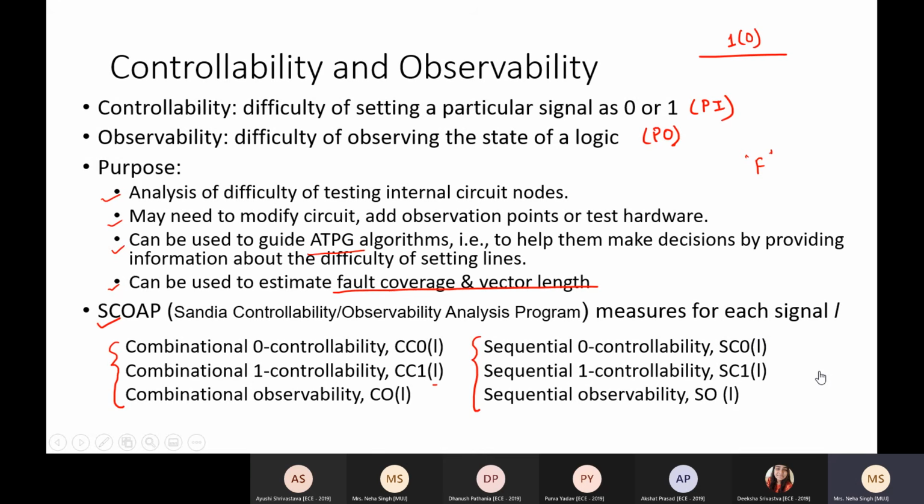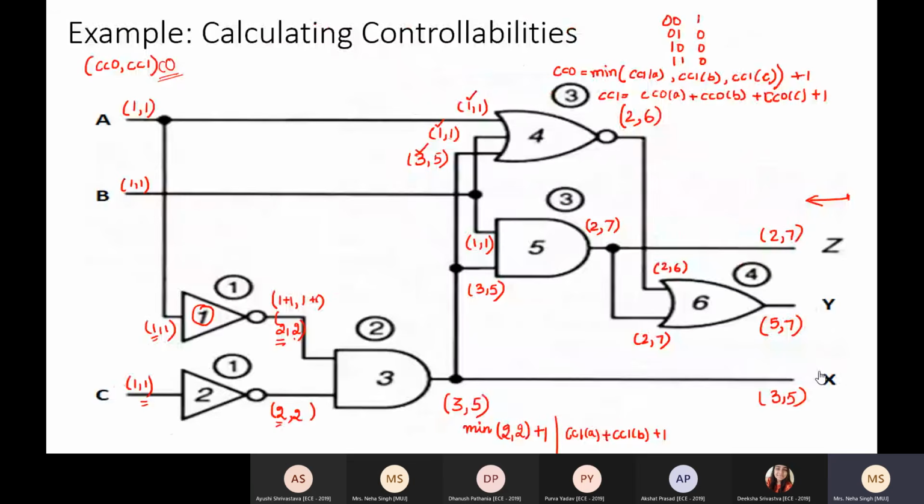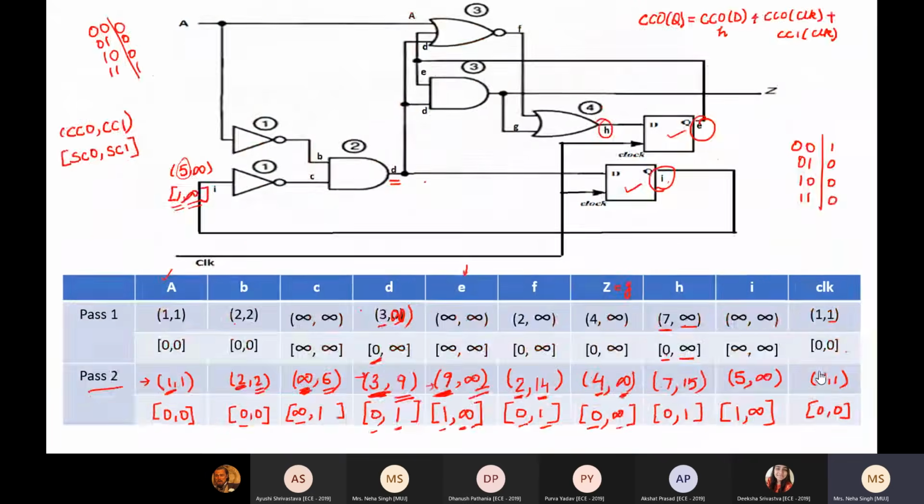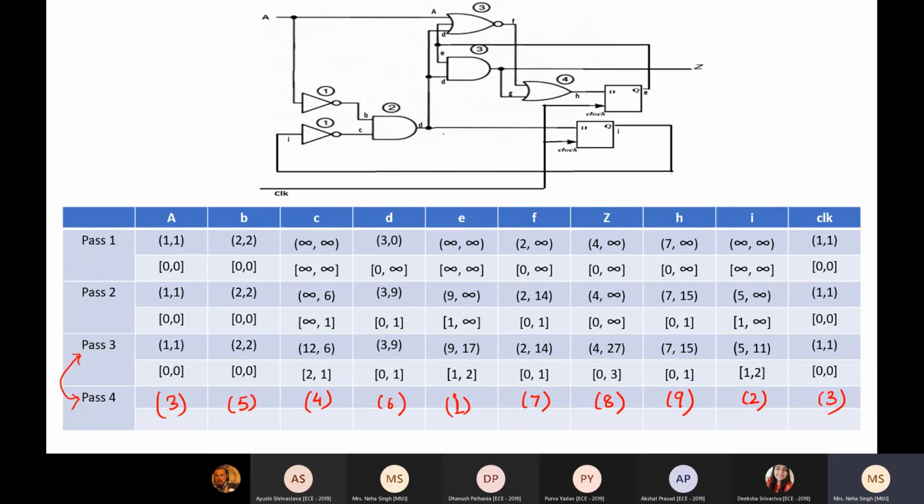So let us quickly continue. We were in the process of finding out controllability and observability for combinational and sequential circuits. Yesterday we calculated the controllability, and in the fourth pass, I said that you should evaluate and see that the values are repeated. Pass 4 gives you the same values as pass 3. Since the controllabilities become constant, we stop at this pass. So these give you the constant values of controllability, the combinational controllability and the sequential controllability.